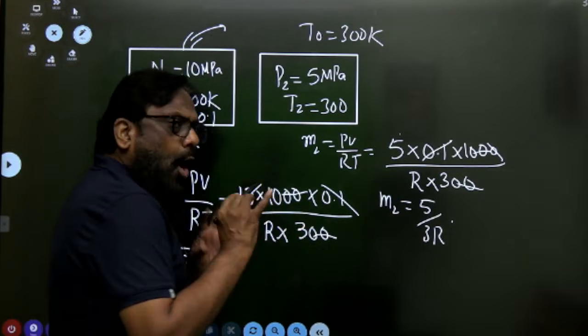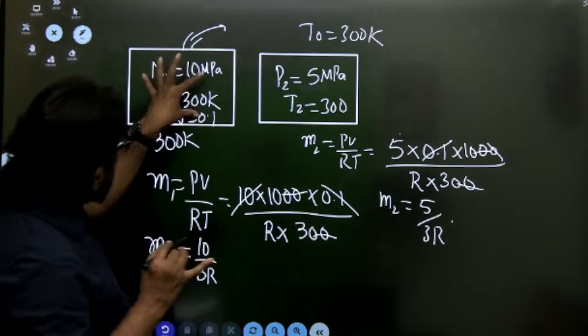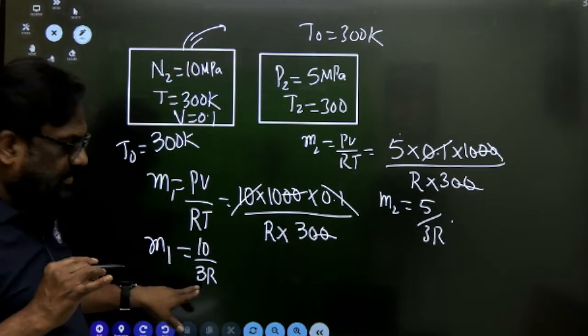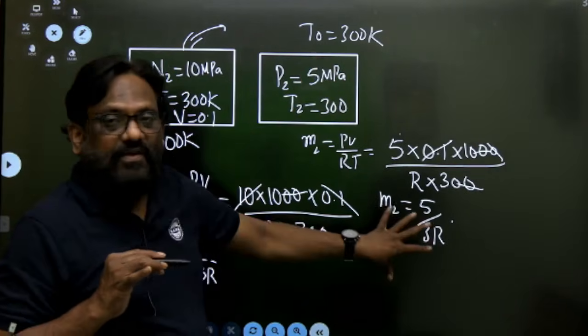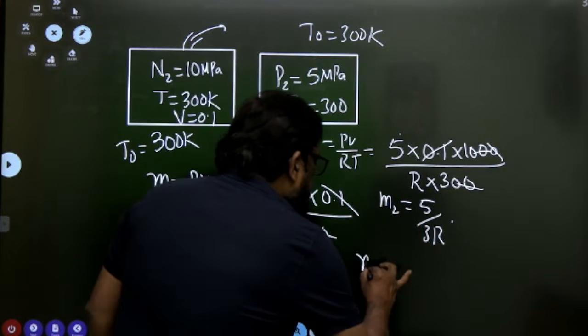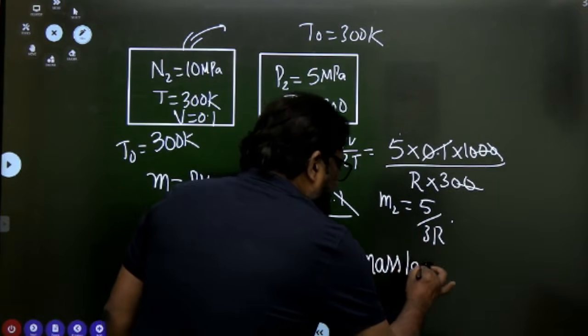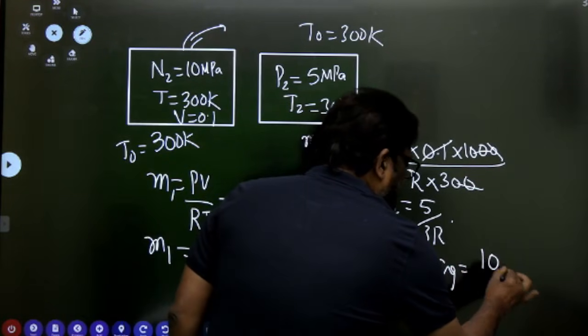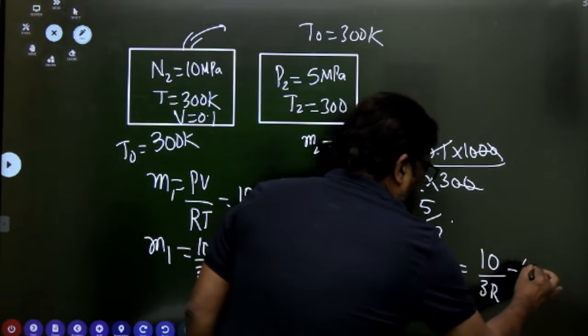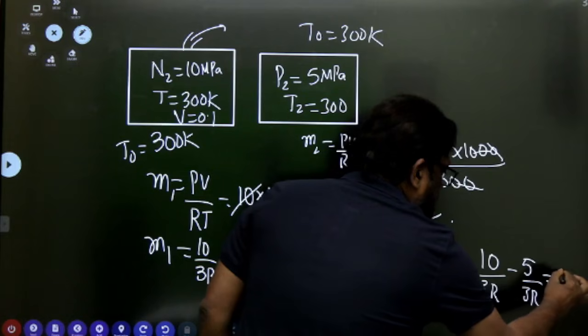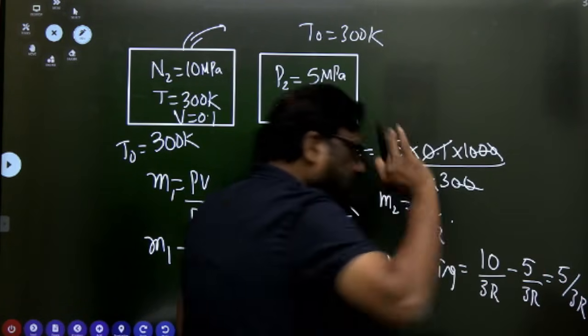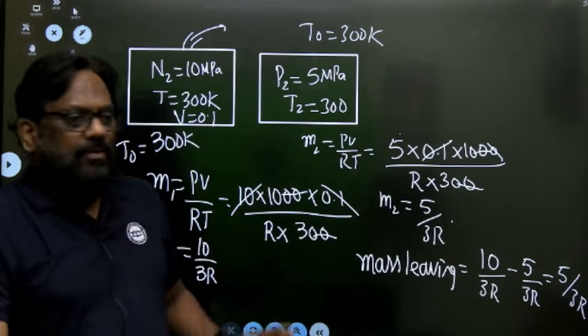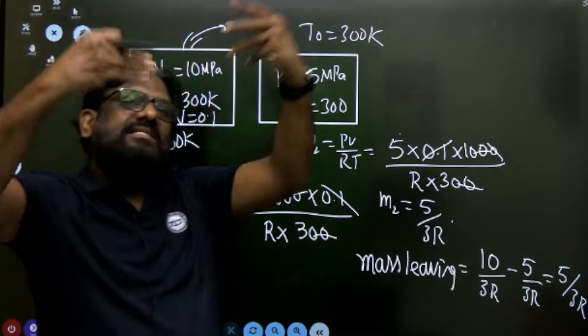Okay, now how much mass has escaped? Initially in the container, the mass was 10 by 3R and finally in the container it is 5 by 3R. So mass leaving the container is equal to M1 minus M2, that is 10 by 3R minus 5 by 3R, and that is equal to 5 by 3R. अब ध्यान से सुनो, अब इतना मास गया है, so from the container that much mass has gone.